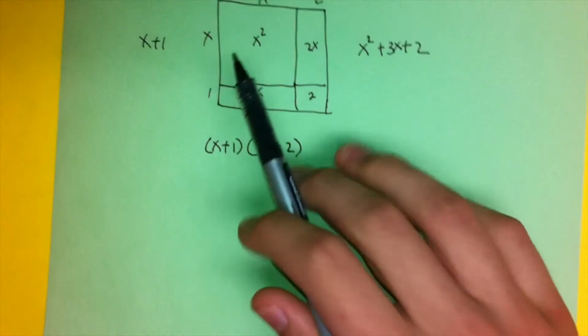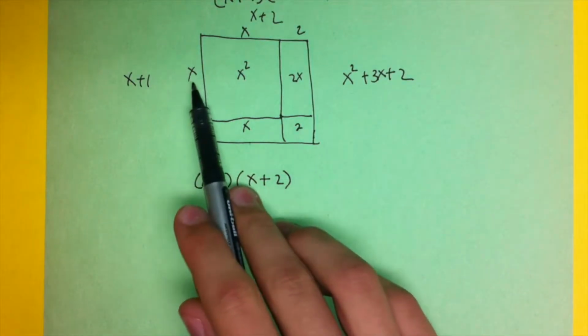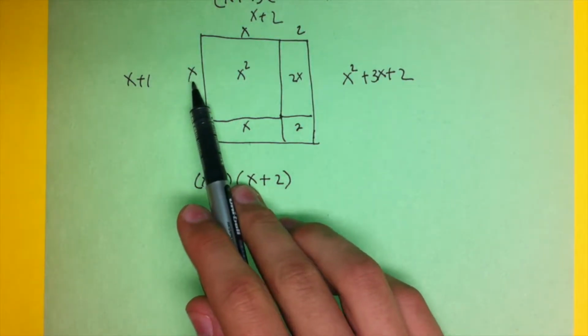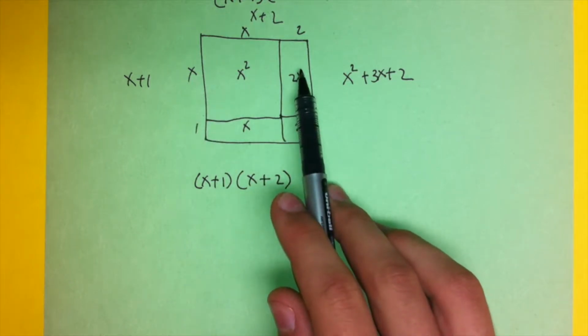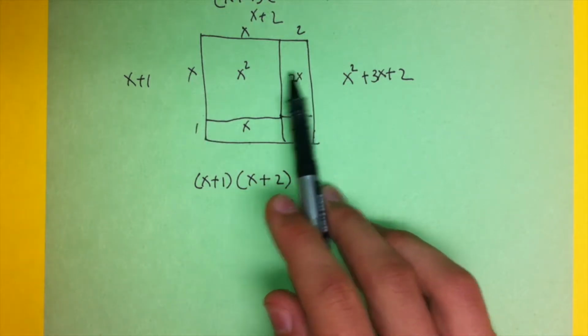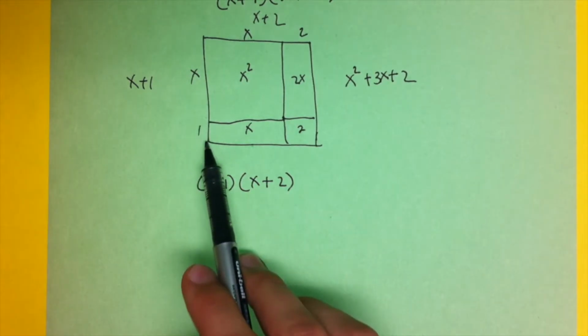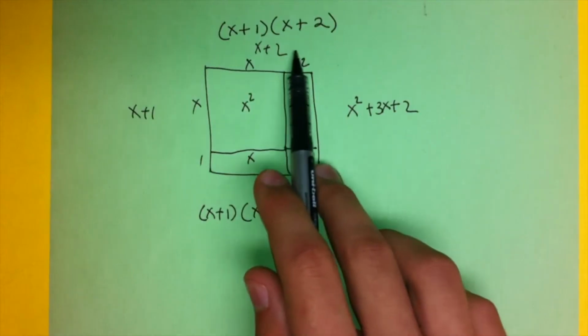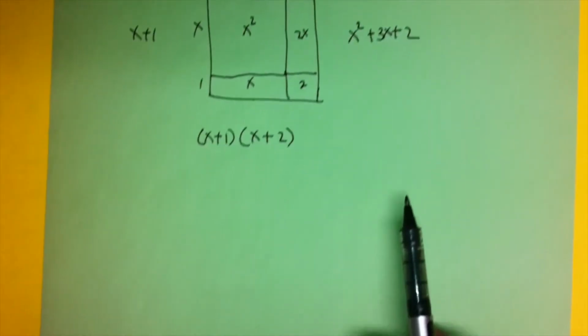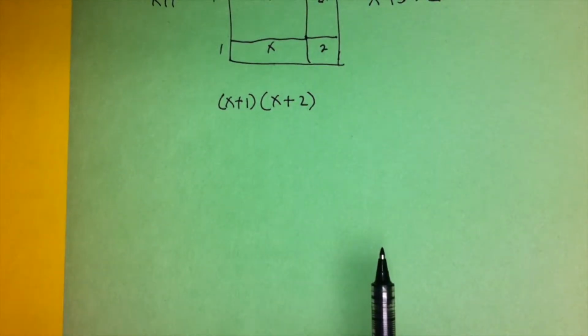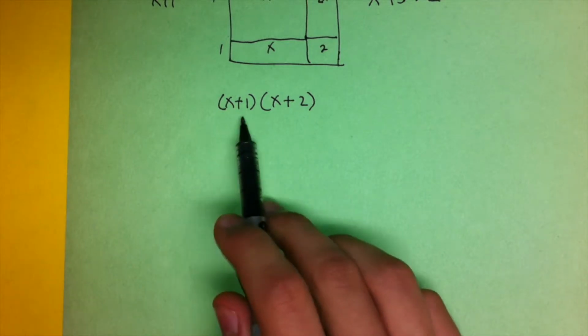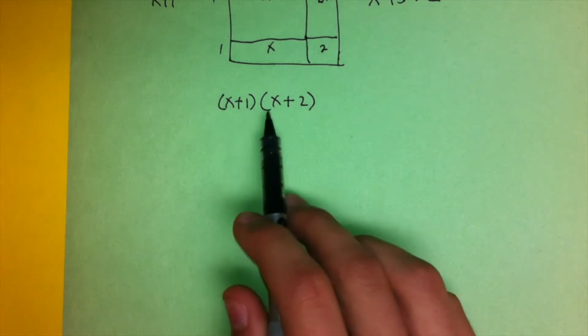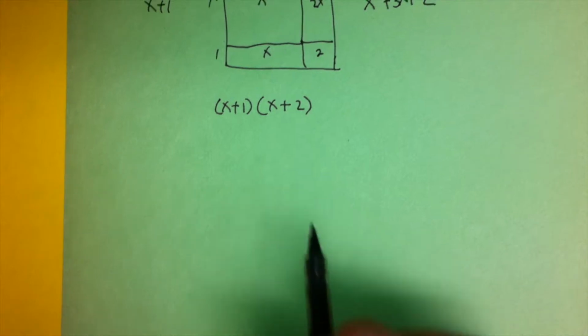Notice that on our diagram here, each term in the first expression is multiplied by every single term in the second expression. So in x plus 1, the x and the 1 are multiplied by every single term in the second expression, in this case just x and 2. So we're going to methodically go through this expression until every term in the first expression is multiplied by every term in the second expression.